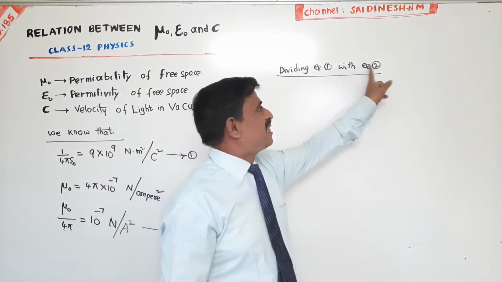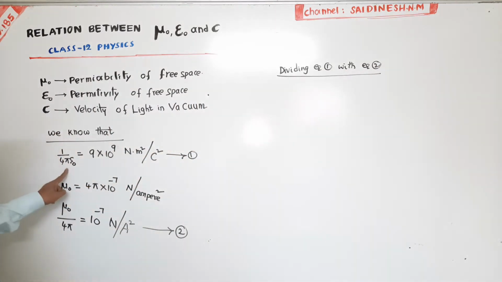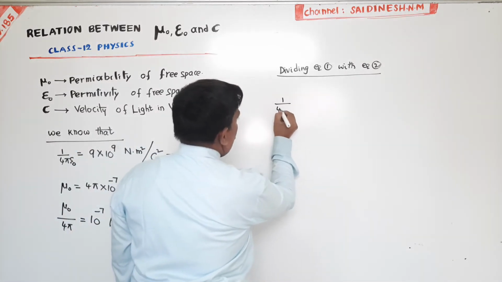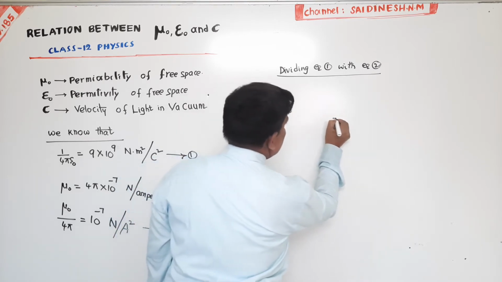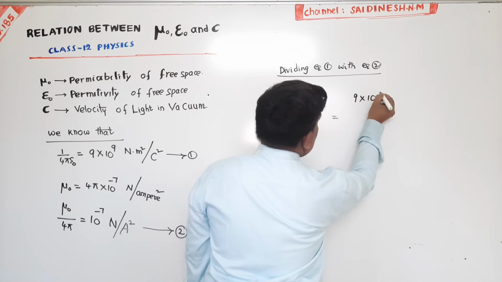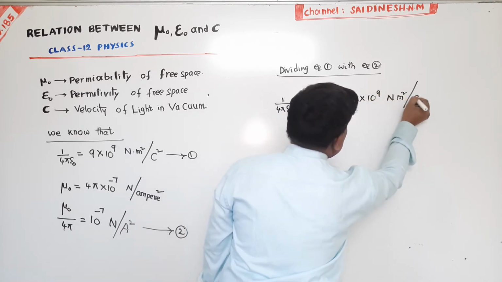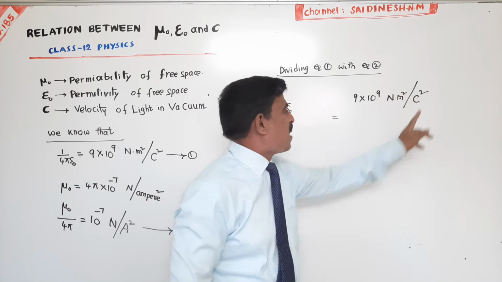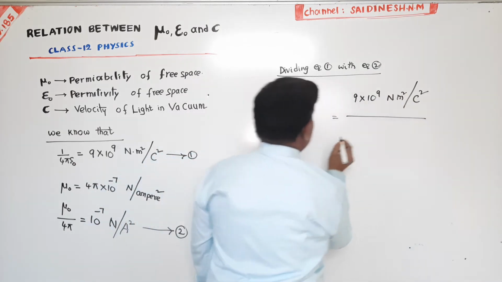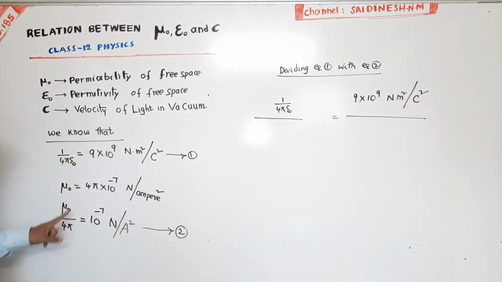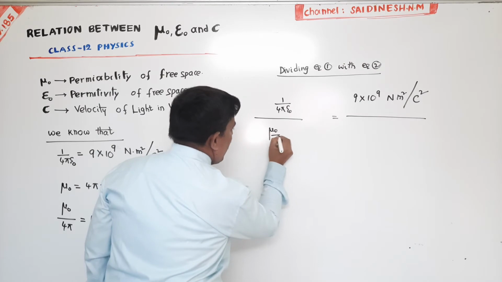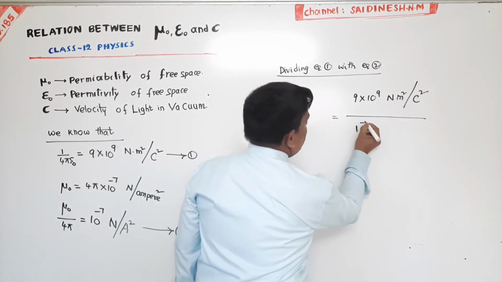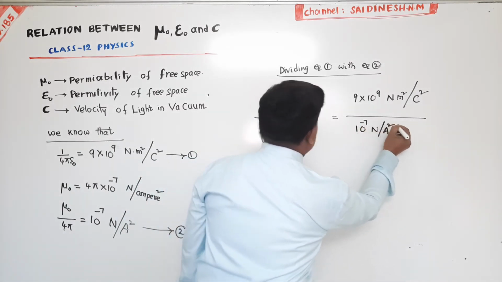Dividing equation 1 with equation 2. What is equation 1? 1 by 4 pi epsilon naught is equal to 9 into 10 power 9 Newton meter square per Coulomb square. By equation 2, mu naught by 4 pi is equal to 10 power minus 7 Newton per ampere square.